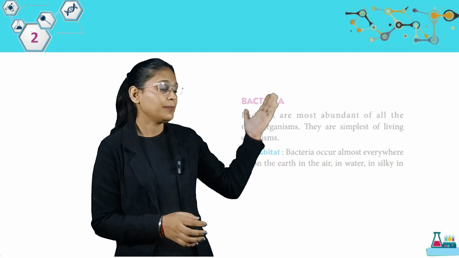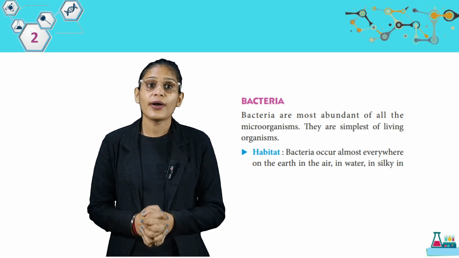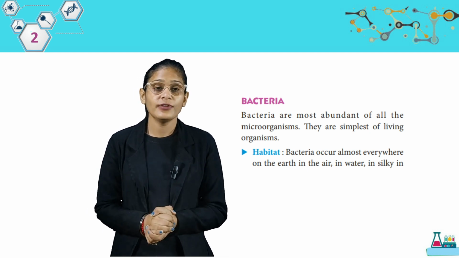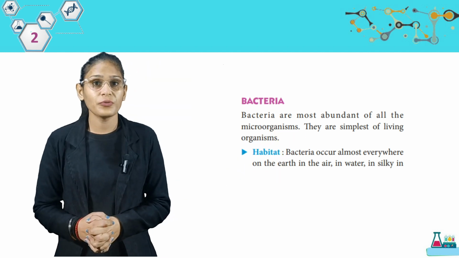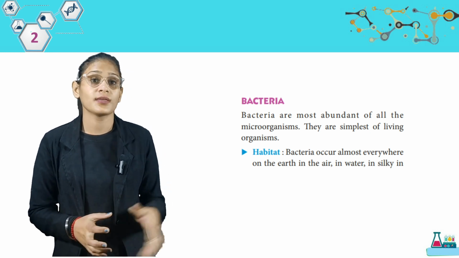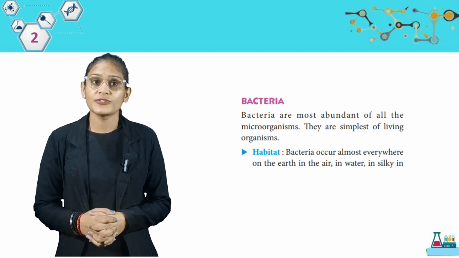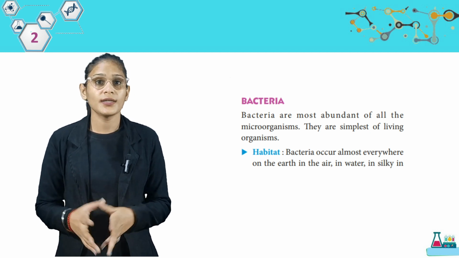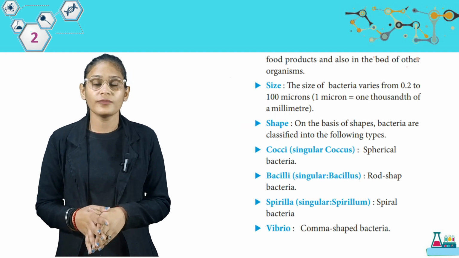Now we have bacteria. Bacteria are the most abundant of all the microorganisms. They are the simplest of living organisms. Here, habitat. Bacteria occur almost everywhere on the earth: in the air, in the water, in food products and also in the body of other organisms.